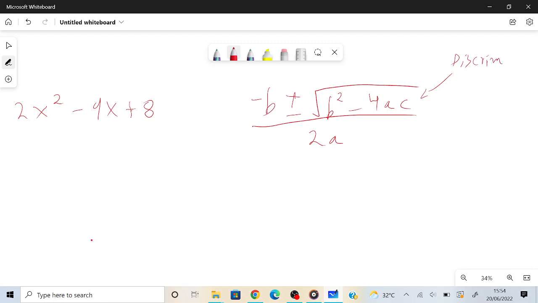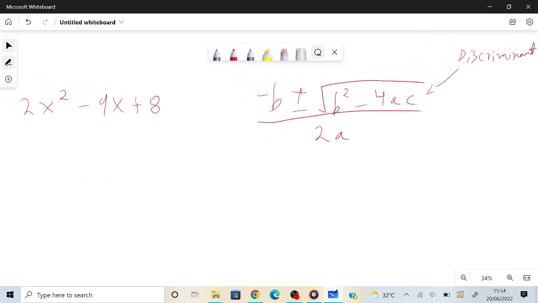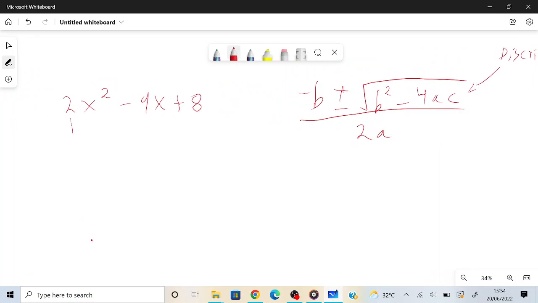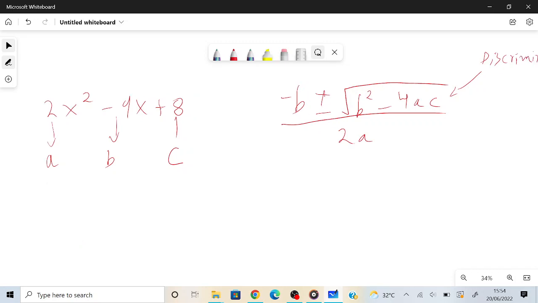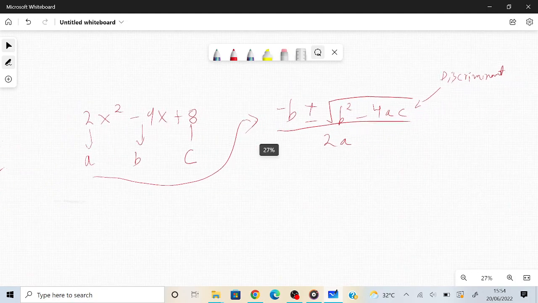And then, now we know that our 2 is a, our minus 9 is b, and our 8 is c, and all we have to do is substitute these values into this equation. So without further ado, let's do that.